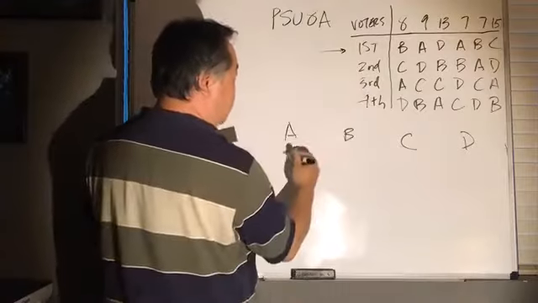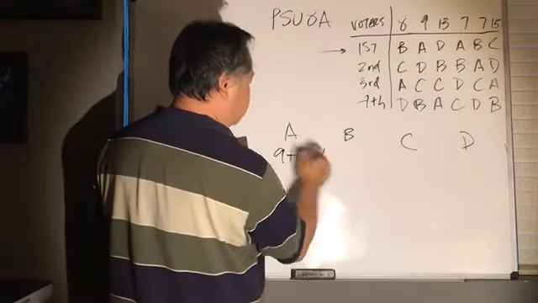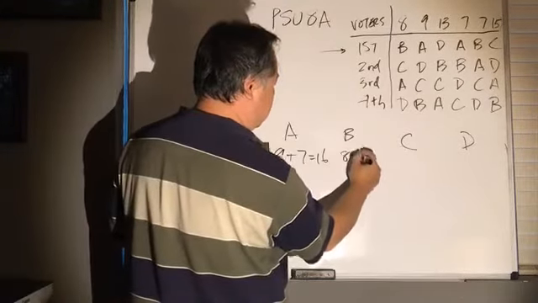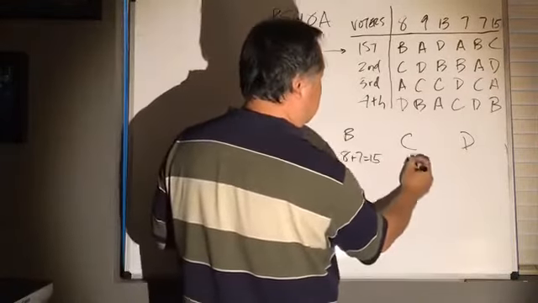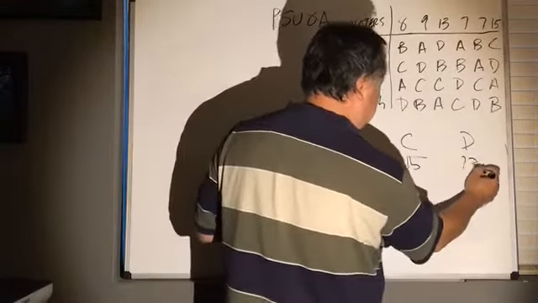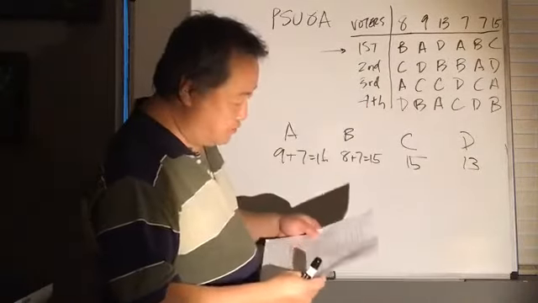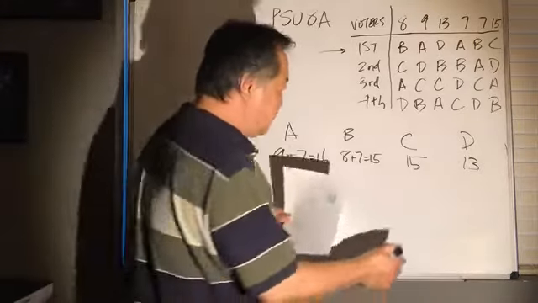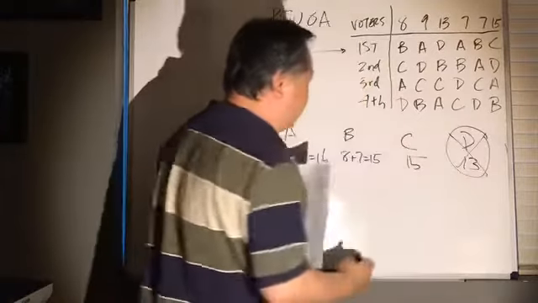So A is 9 plus 7. That's 16. B is 8 plus 7, which is 15. C is 15. D is 13. So that's the first round. Now, in the first round, we eliminate D because D is the lowest vote getter. So we're going to eliminate that.